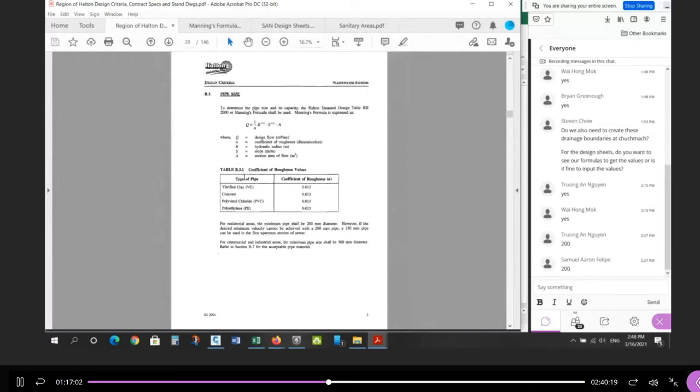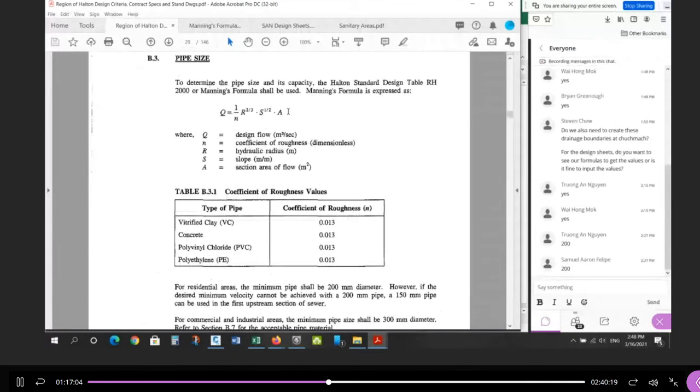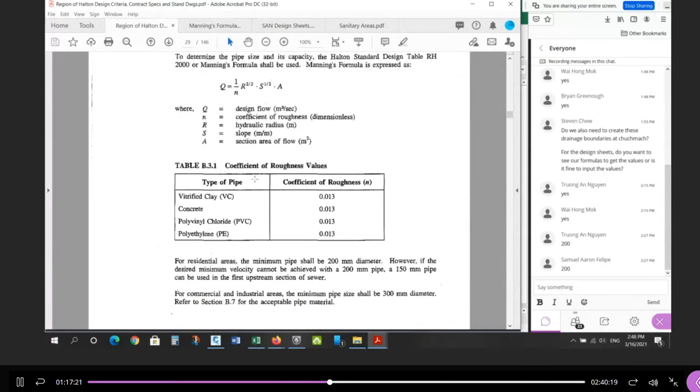Here's Manning's equation again. The interesting thing is that Manning's equation for flow is the same for sanitary and storm. The circular pipe doesn't care whether it's rainwater or sanitary flow. Its capacity is calculated the exact same way. So the discussion we already had for Manning's equation is the same for sanitary and storm.